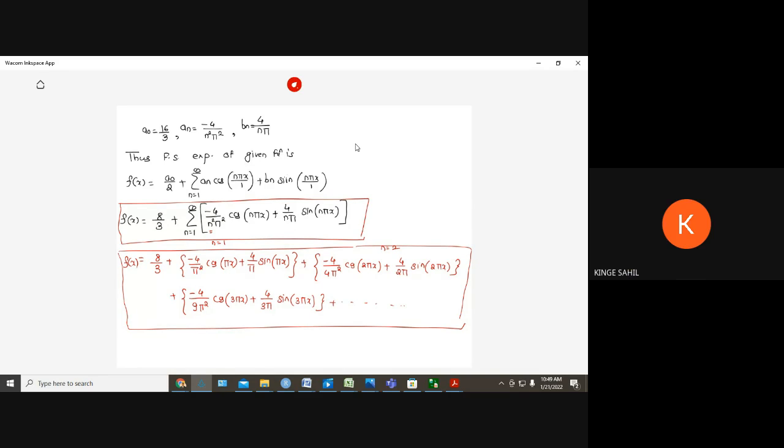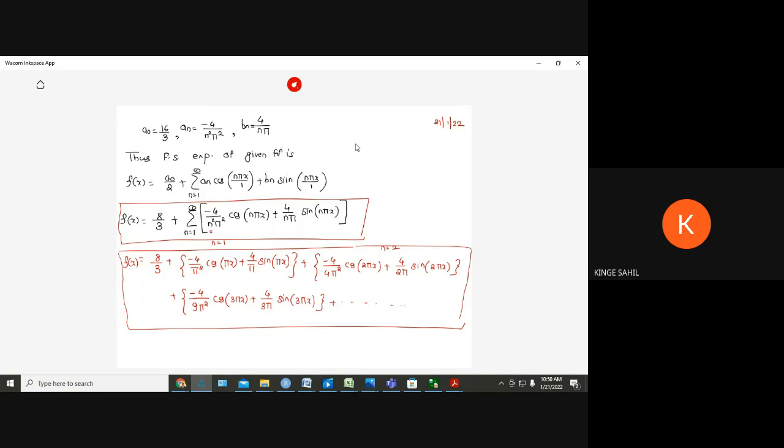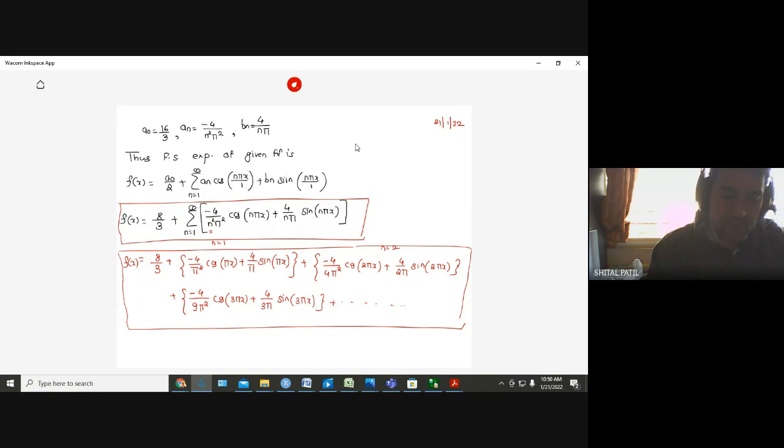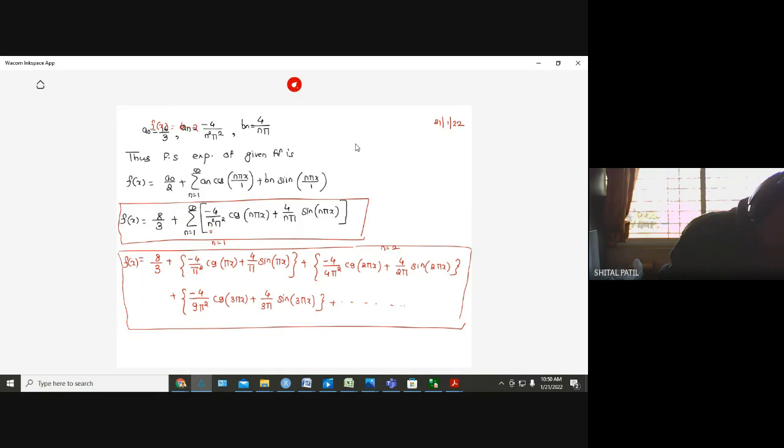Okay? Yes, sir. Can I go to the next page now? Yes, sir. Okay, what is the function where we started? Whose Fourier series we have? f of x equal to 4 minus x square, and then the interval, sorry.